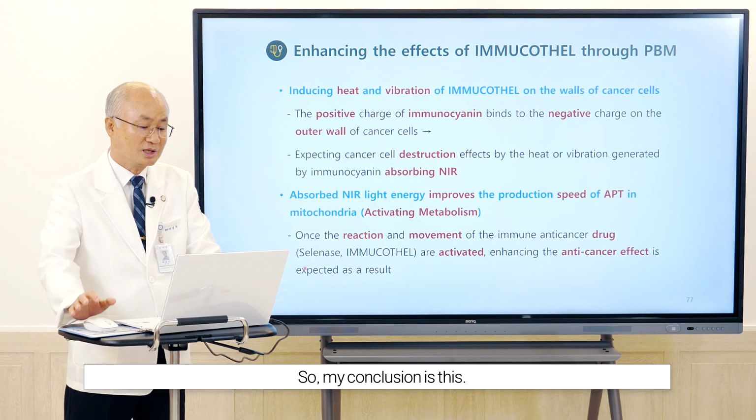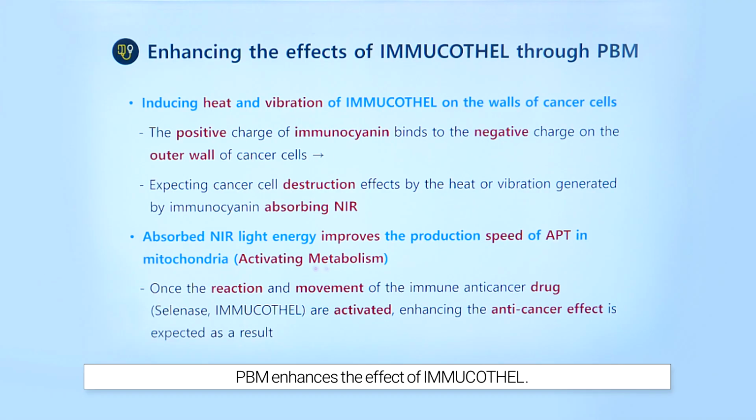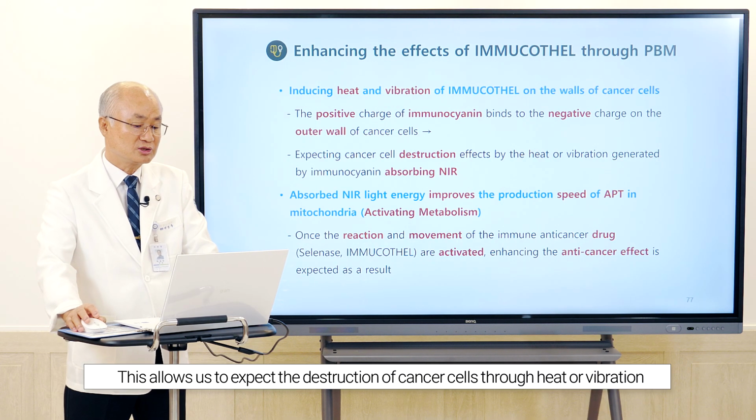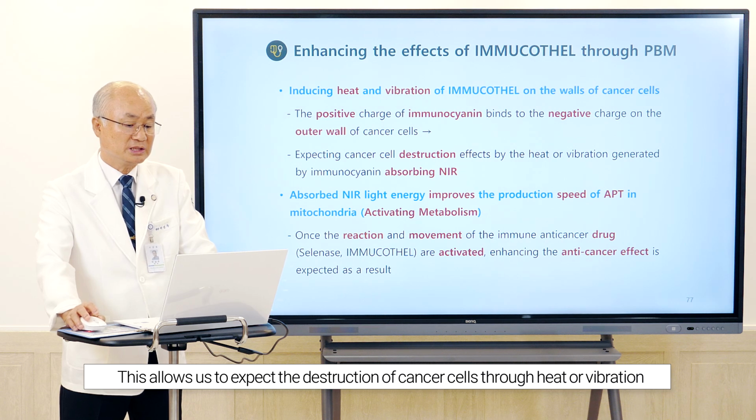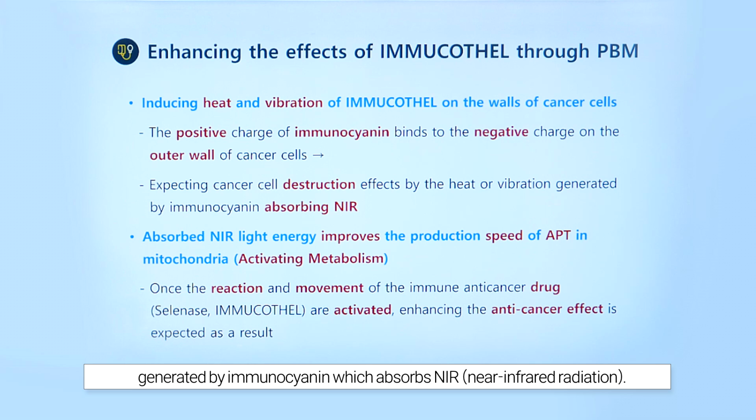So my conclusion is this: it's enhancing the effect of IMMUCOTHEL through PBM. How? By inducing heat and vibration of IMMUCOTHEL on the wall of cancer cells. How? The positive charge of immunocyanin binds to the negative charge on the outer membrane of the cancer cells. And then we can expect a cancer cell destruction effect by the heat or vibration generated by immunocyanin absorbing NIR.